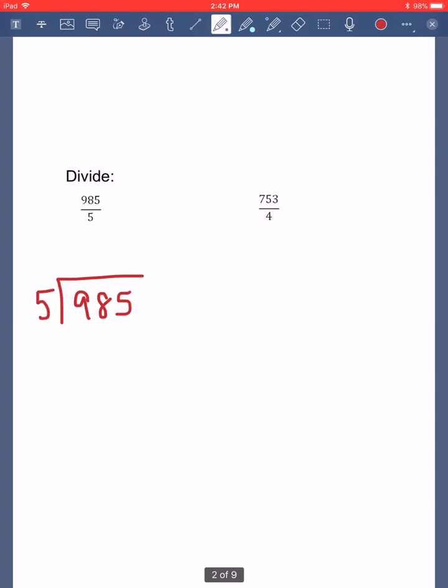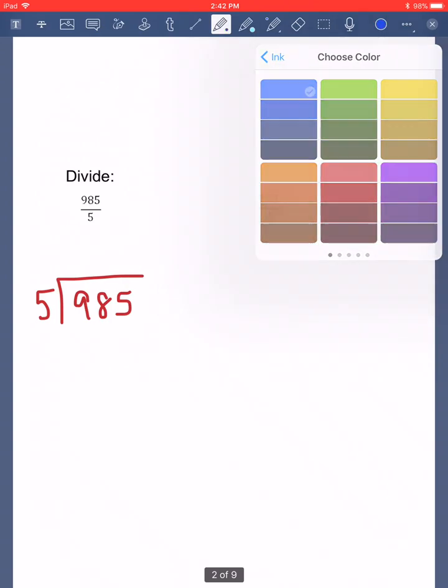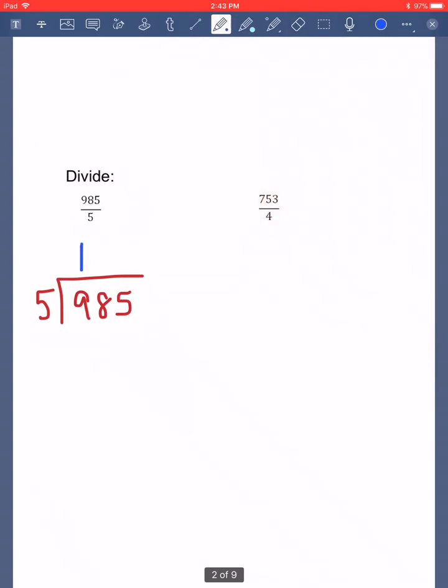And I start off with, how many times does 5 go into 9? It goes in 1 time. And then you multiply it back out. 1 times 5 is 5. Then we subtract. So 9 minus 5 is 4. Then you bring down your next term, 8. So now we say, how many times does 5 go into 48? Which would be 9 times. Then you multiply it back out. So 9 times 5 is 45. Then we subtract, get 3.